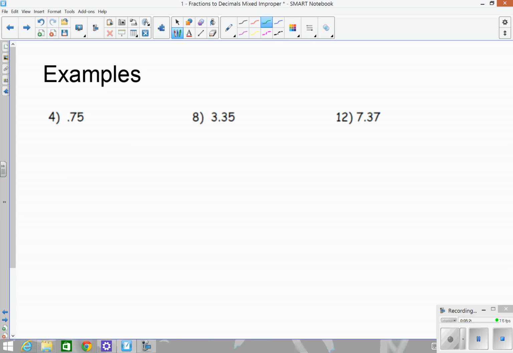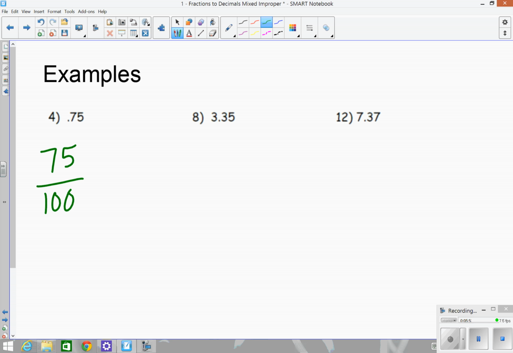Okay, we have 0.75. A lot of you recognize this decimal because it's a very common one. But another way to look at this is 75 hundredths, so that's 75 over 100. You can think of this in a couple different ways. A lot of you are recognizing, I'm sure, that this is 3/4.